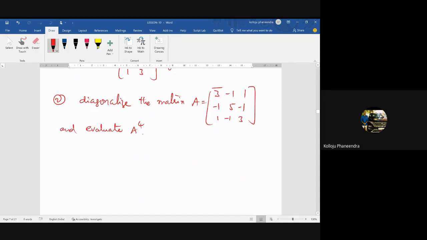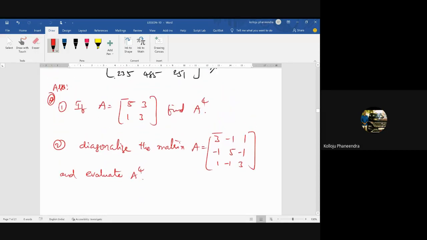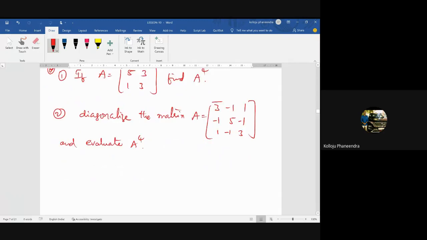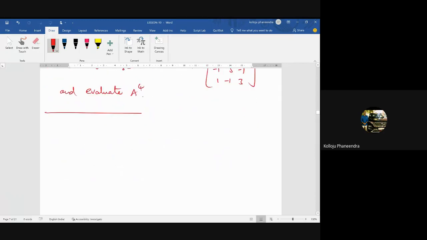Next topic. Any doubts in this diagonalization, all of you? Any doubts? Yes, anyone? Is his voice audible? Yes, sir. No doubt now. Yes, diagonalization.